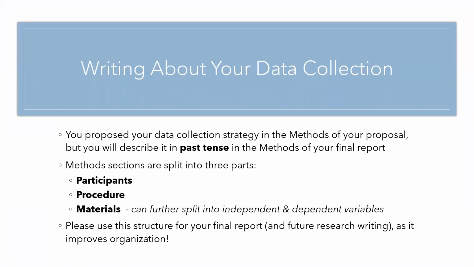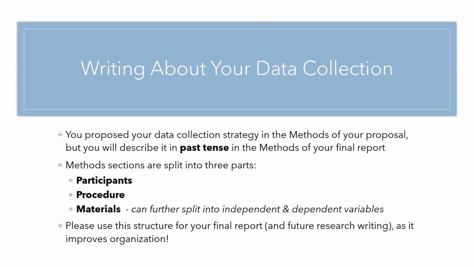So now you've proposed your data collection strategy in your methods section of your proposal, which means that you should have written in future tense, because you haven't done any of it yet. It was in the future. However, you will need to switch and describe all the collection methods in past tense in the methods section of your final report, as you will have already, quote unquote, done it at that time, even though you haven't yet, and I know that. You have hypothetically already done it.